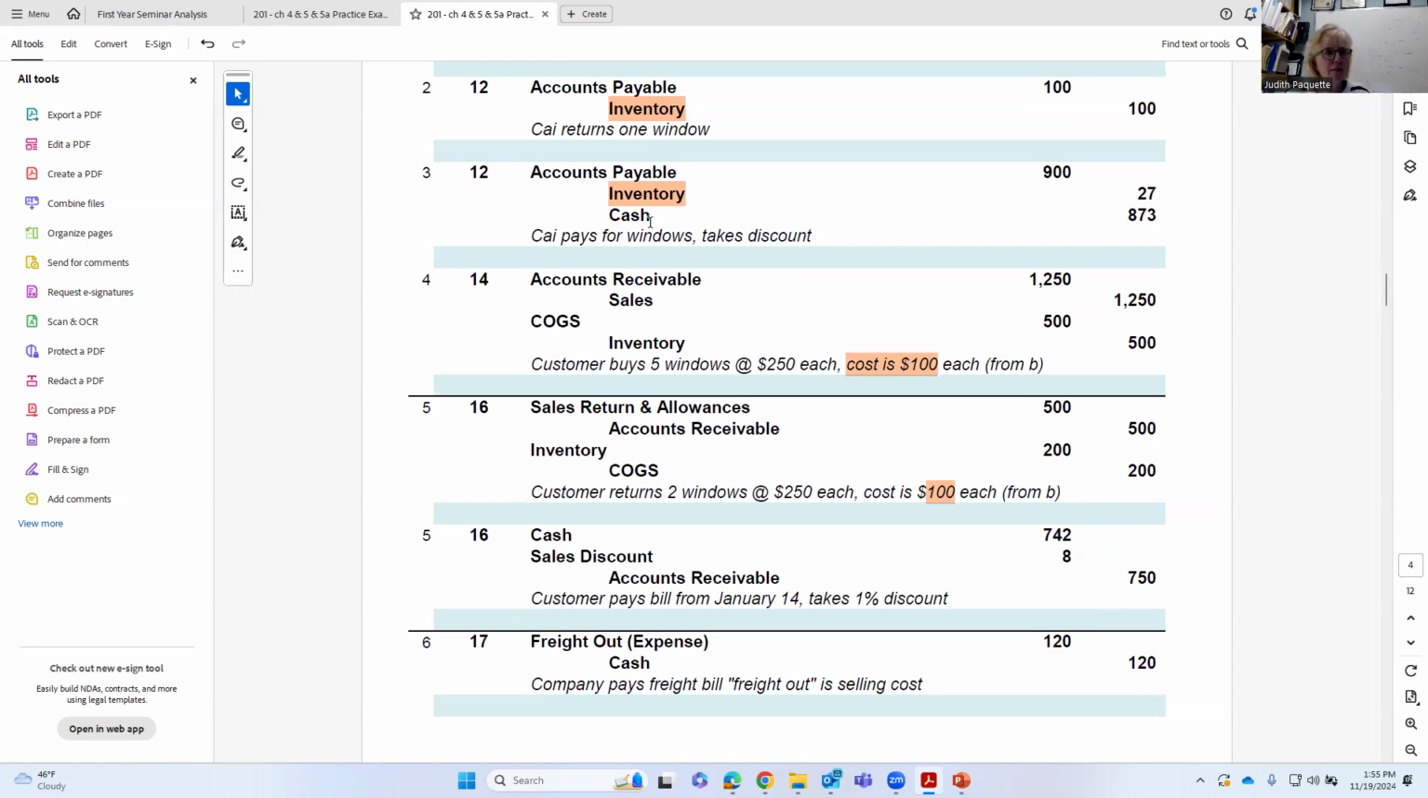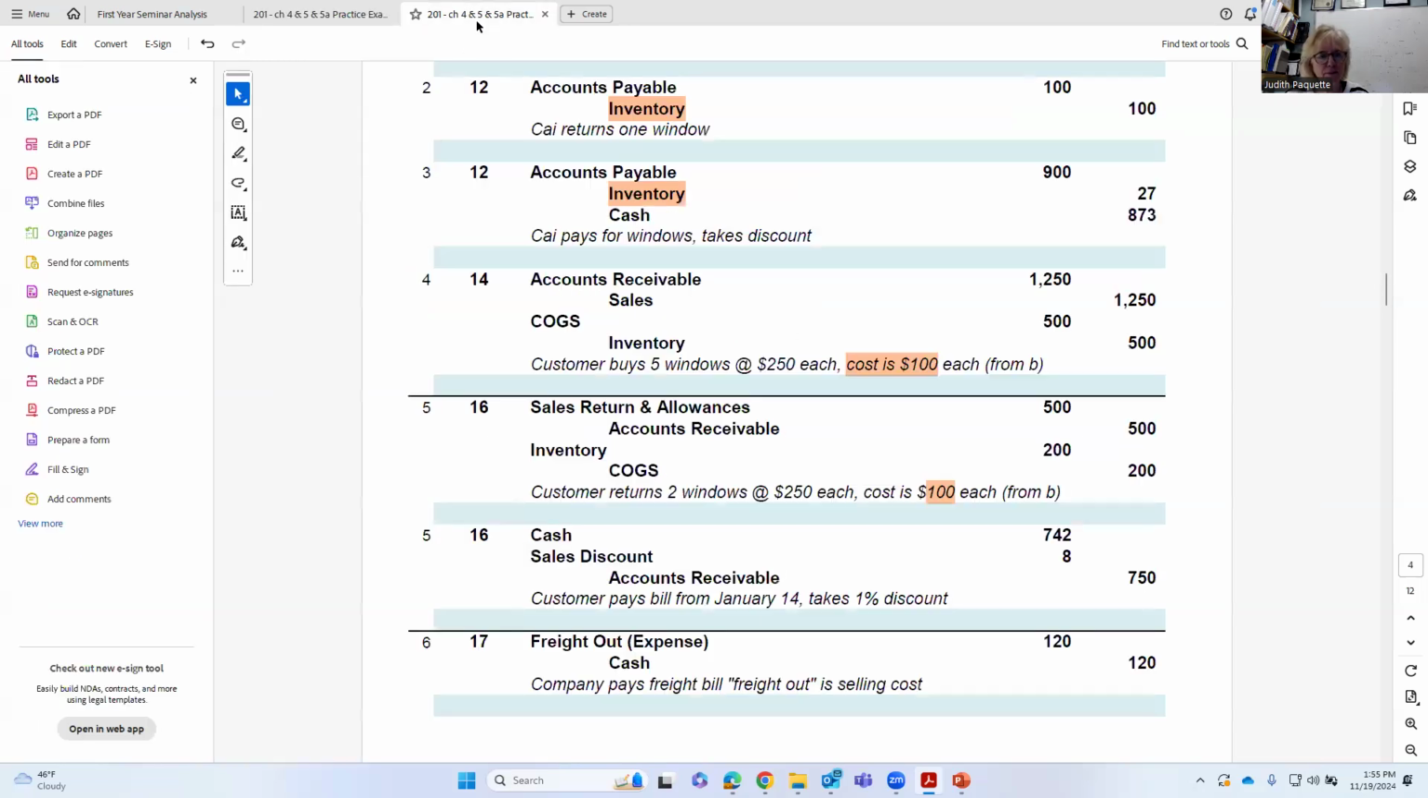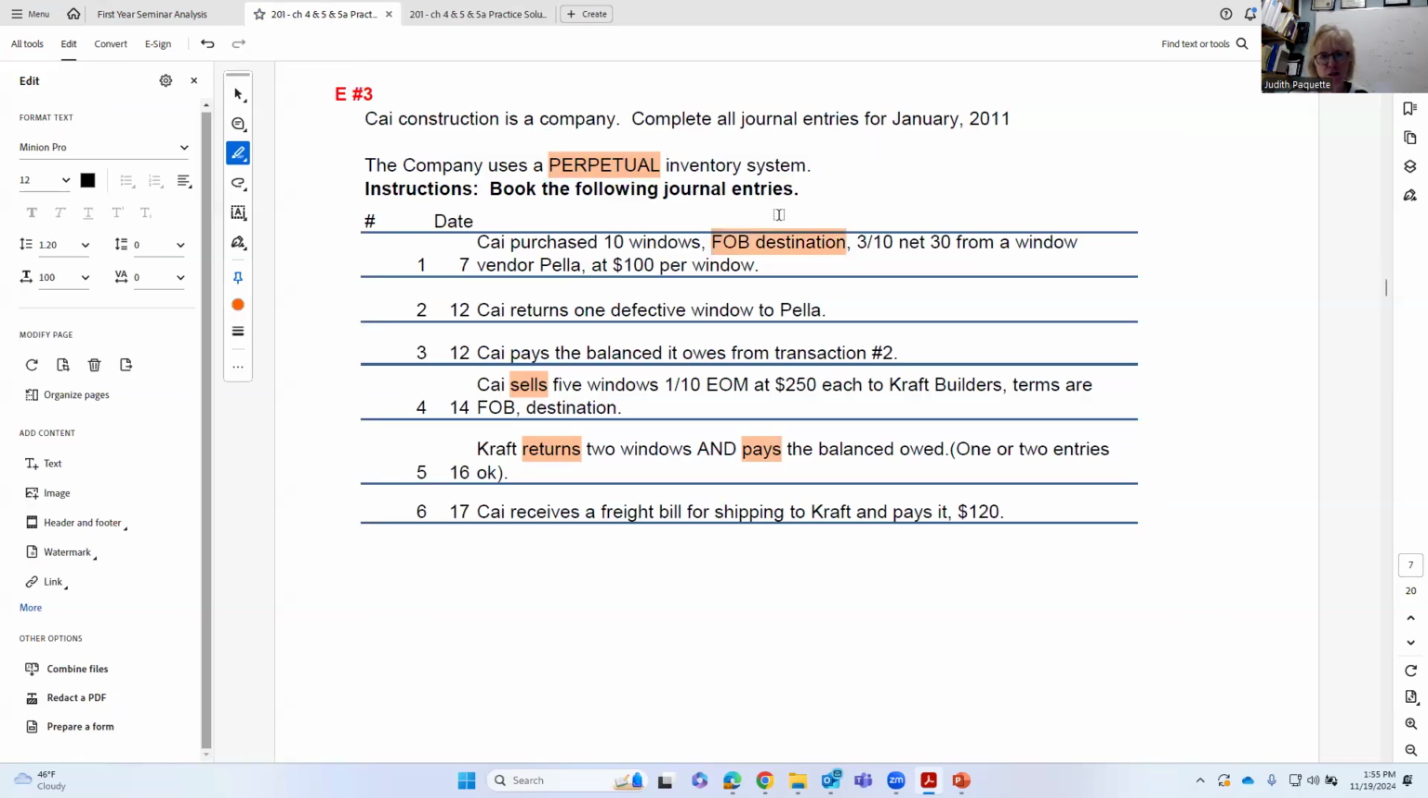Okay. And then the last part of this is Kai receives a freight bill for shipping to Kraft and pays it. Now, why would the seller, Kai is the seller in this case, pay the freight bill? When it's FOB destination, the seller pays. So that's why they're paying it. So debit freight out, because the company shipped it to a customer, and credit cash. Now this problem was a little tricky in calculating cost of goods sold because you had to know you bought it in an earlier transaction.